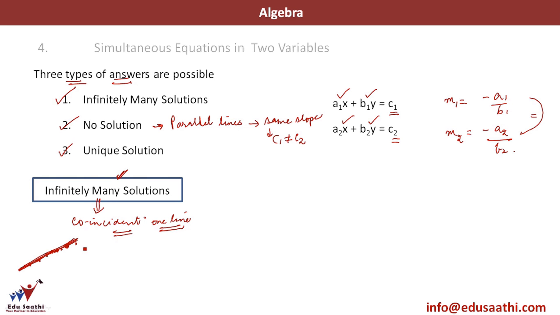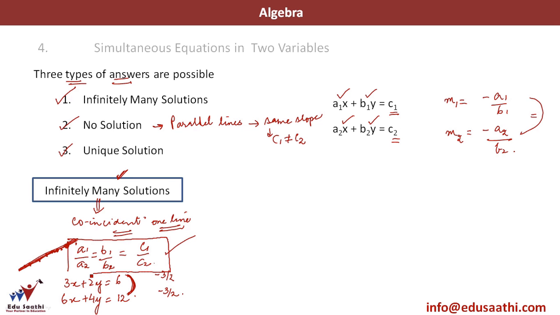How will it look? a1 over a2 equals b1 over b2 equals c1 over c2. That means the lines would be something like 3x plus 2y equal to 6 and 6x plus 4y equal to 12. If I find the slope, it will be minus 3 by 2 for both, and the constant terms are also in the same ratio. So if a1 over a2 is equal to b1 over b2 equals c1 over c2, the two lines are coincident and I'll have infinitely many solutions.